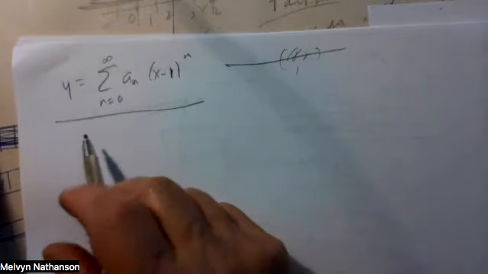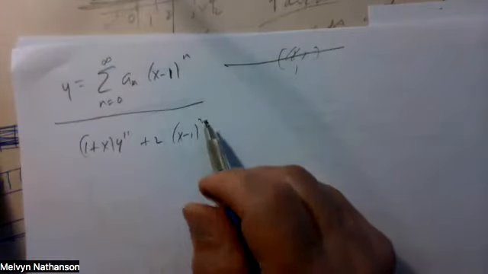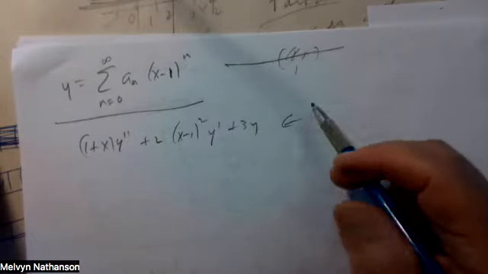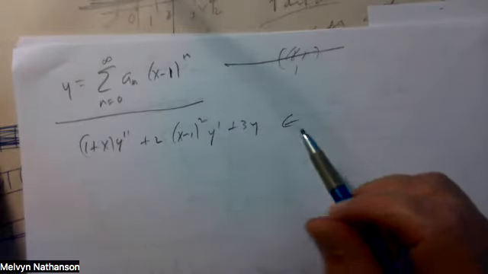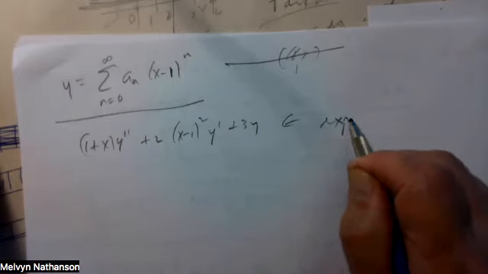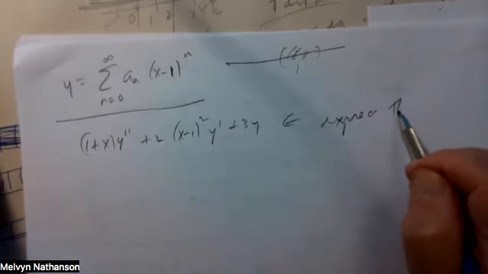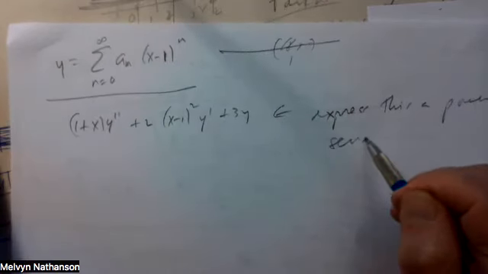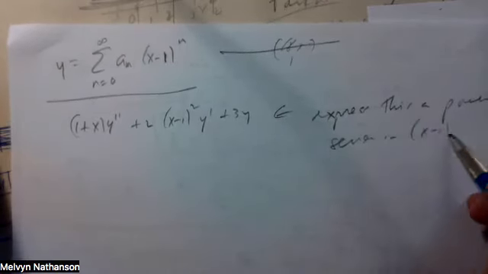So suppose we want to express the function, you have 1 plus x, y double prime, plus 2 (x minus 1) squared y prime, plus 3y. We want to insert y into this and write this as a power series in x minus 1.